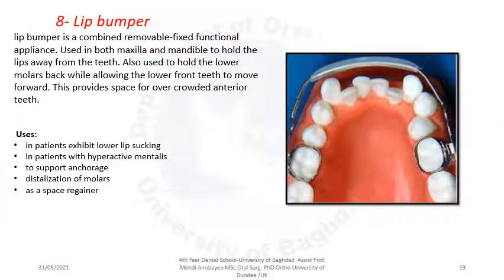Lip bumper. Lip bumper is a combined removable fixed functional appliance used in both maxilla and mandible to hold the lips away from the teeth. It is also used to hold the lower molars back while allowing the lower front teeth to move forward. This provides space for overcrowded anterior teeth. The uses of lip bumper: in patients exhibiting lower lip sucking, in patients with hyperactive mentalis muscle, to support anchorage and to distalize the molars, and finally as a space regainer.